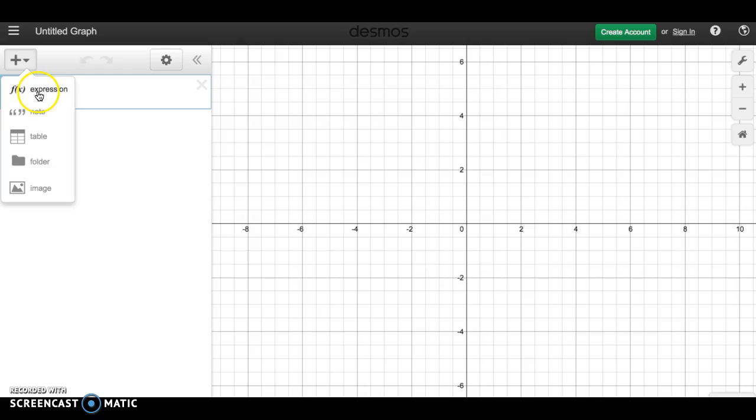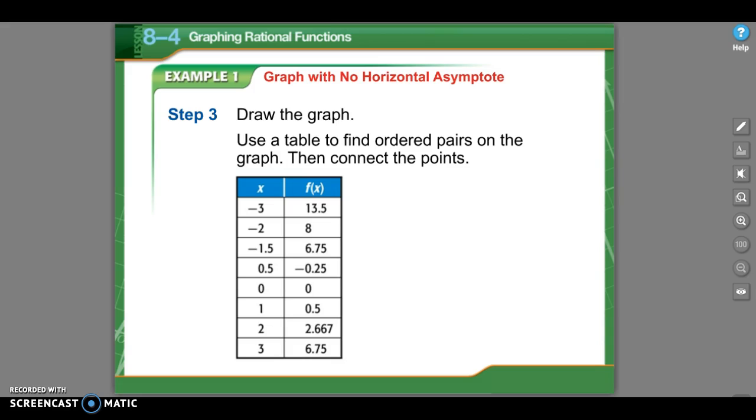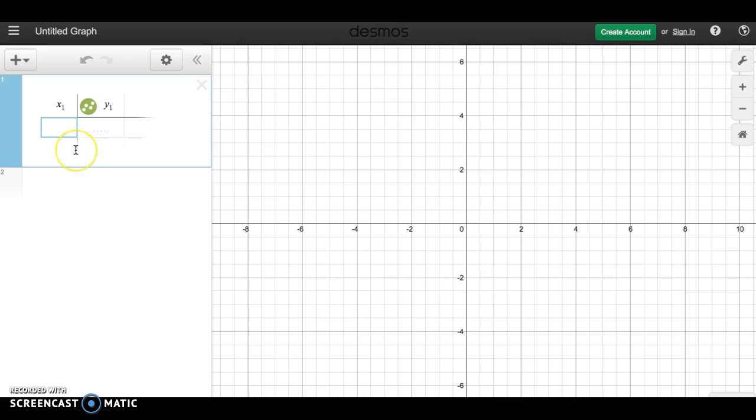So this is one of my favorite websites. It's called desmos.com. I really like this for graphing. Obviously, you can also use your graphing calculator, but I'm going to recreate the table of values that they used. So we had -3 and 13.5, and -2, 8.